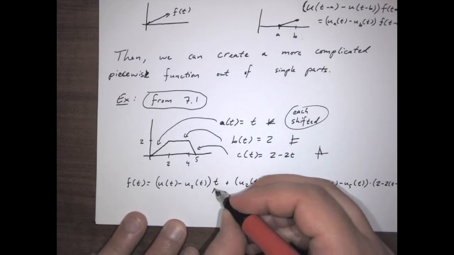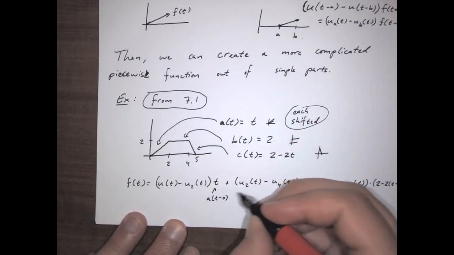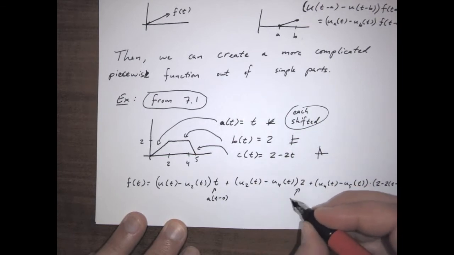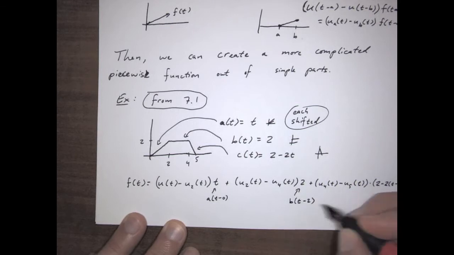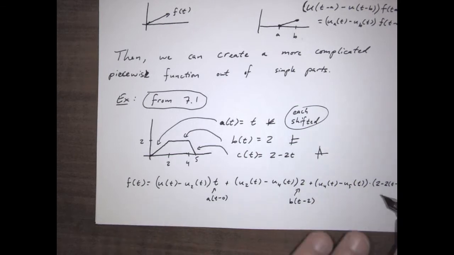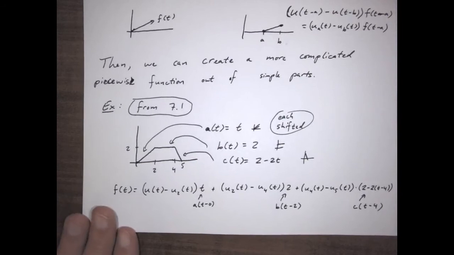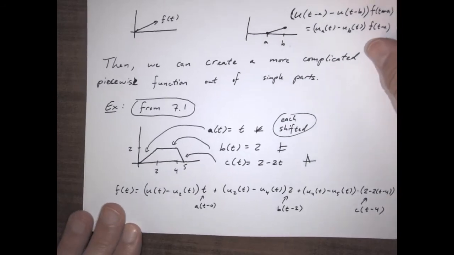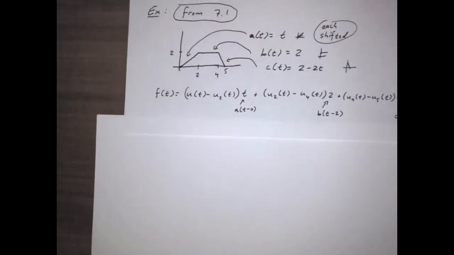So this part is a of t minus 0, what's going on there. This part is b of t minus 2, so what's going on right there. And then this part is c of t minus 4. But then we can simplify that a little bit, and so we should.